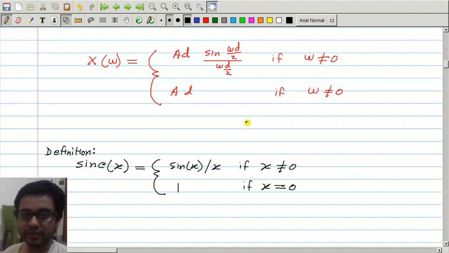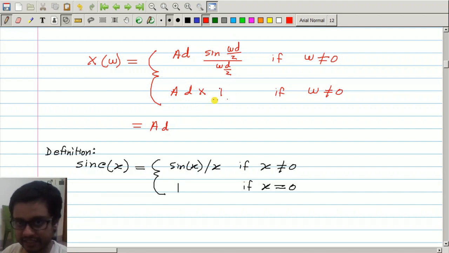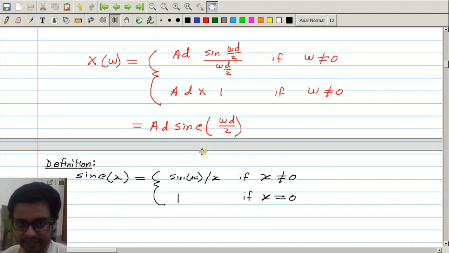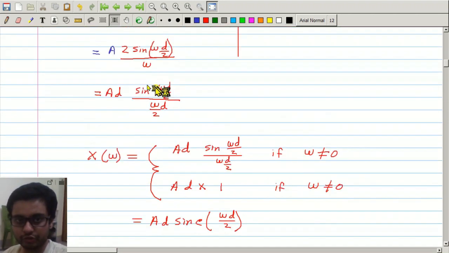Okay, and then from this definition you may write this as AD. AD is common in both the cases, and if omega not equal to 0, we have sine omega d by 2 by omega d by 2, and if it is 0, we have here 1. So this and this can be written together as sinc, SINC, of omega d by 2. So this is the final answer. This is the Fourier transform of this rectangular pulse.